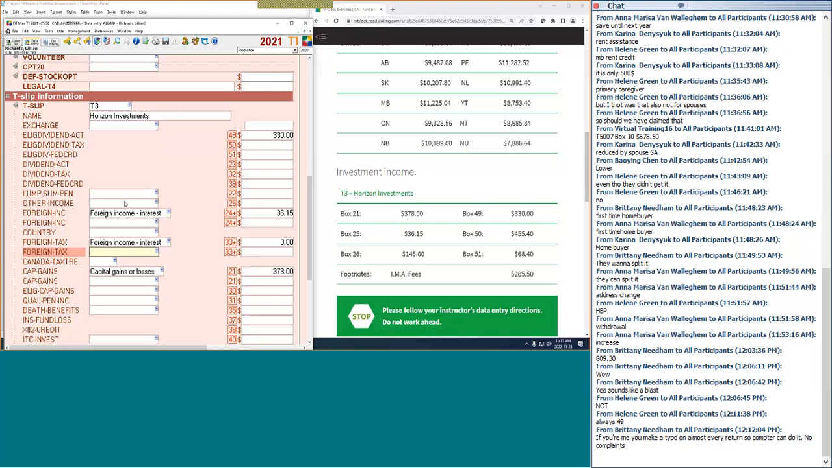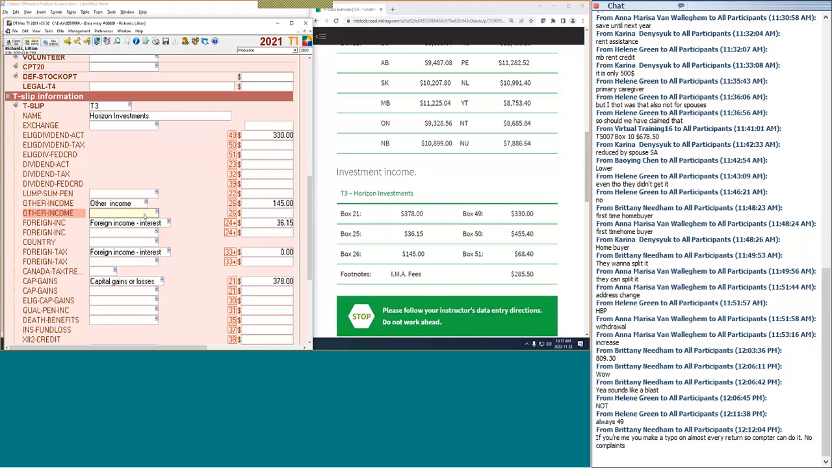All right, then we have box 26, which is other income. Other income goes on our other income line. Choose other income for the option, put 145. And we are done the tax slip except for IMA fees.